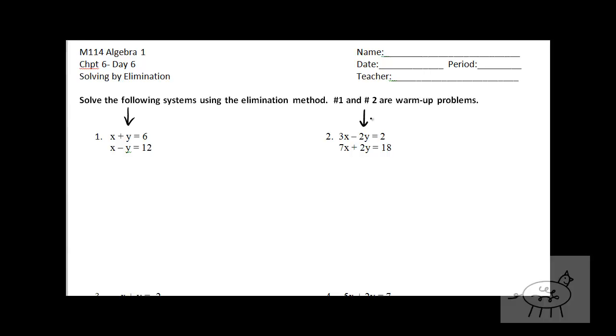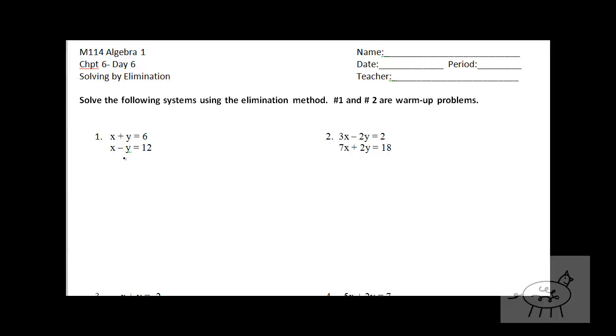Well, what's going to happen now is it's not going to be that way. They're not going to cancel. So you have to make them cancel. You have to multiply an entire equation by a number, and then it'll allow it to be the opposite. So you're always looking for opposites, whether it's 5y and negative 5y, or 18x and negative 18x. If you have something like that, it's going to cancel, and then you're good to go. So let's do the first two because these are actually just review of the past days.